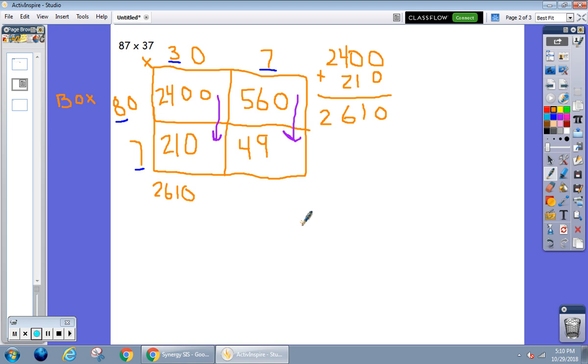All right, now I'm going to add these ones. Ooh, that was horrible. These two numbers: 560 plus 49. Zero plus 9 is 9. 6 plus 4 is 10, so I carry my 1. 1 plus 5 is 6. So I have 609.